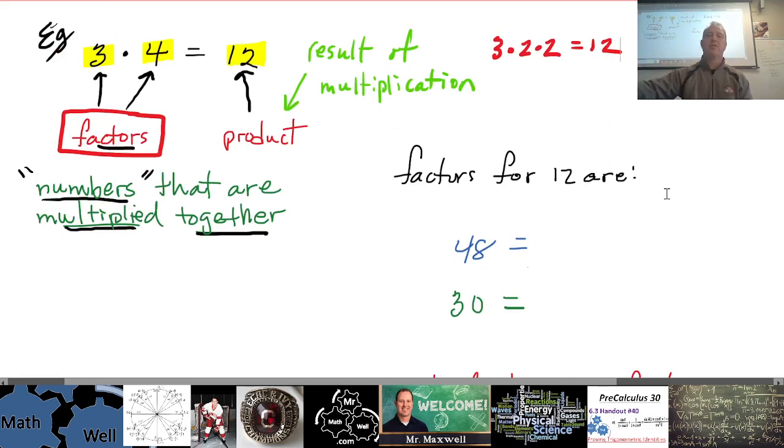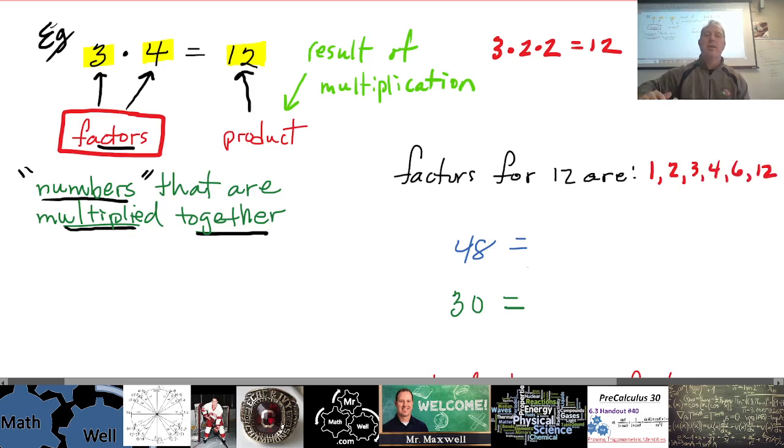So the factors for 12 are, like I say, there are whole number factors and there are prime number factors, which we'll talk about. But all the factors of 12 would be: 1 is a factor. 1's a factor of any number. 2 is a factor. 3 is a factor. 4 is a factor. 6 is a factor. And 12 is also a factor of 12.